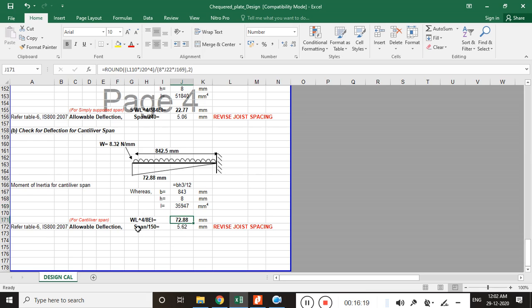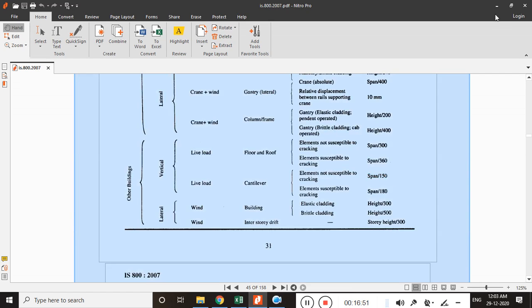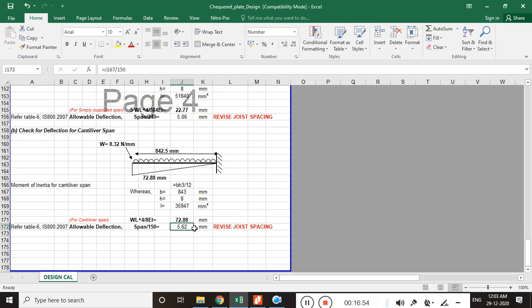So we have equated this value in W L to the power 4 by 8 EI. So the permissible value for the deflection is span by 150, which is coming from IS 800, Table 6. For the cantilever and the live load condition, vertical, element not susceptible to cracking, element susceptible to cracking, we don't have that condition because it's steel, which doesn't permit cracks because of its elastic nature. So we will consider this span by 150, that is span 843 by 150.